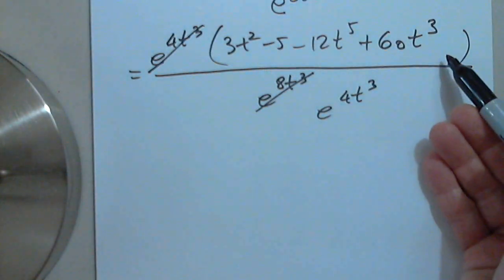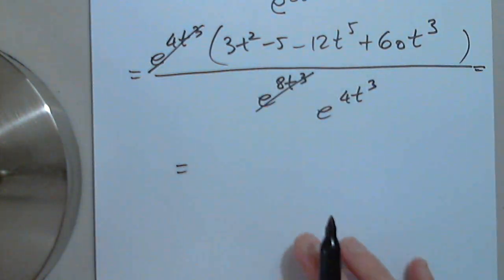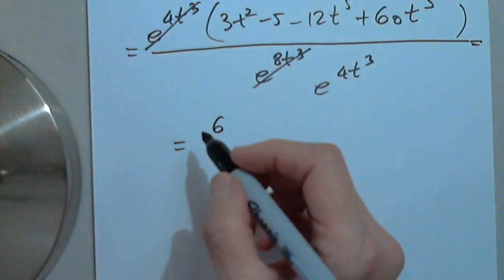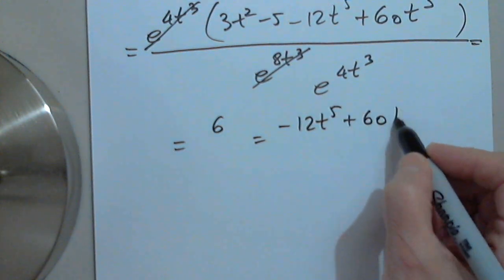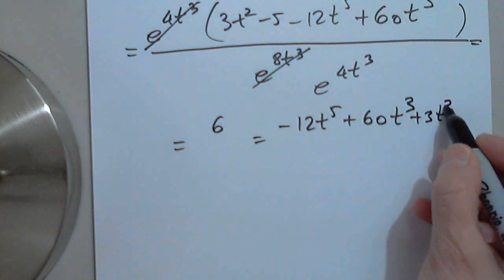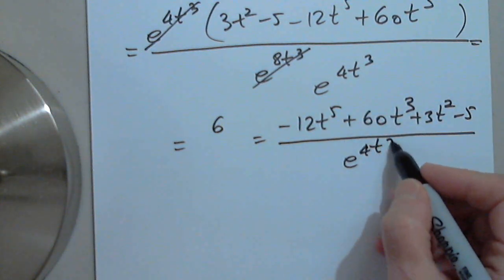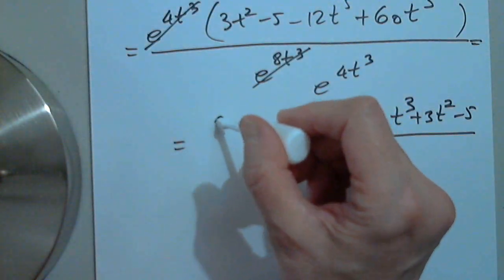I have no like terms here. In descending order: negative 12t to the fifth plus 60t to the third plus 3t squared minus 5, everything over e to 4t to the third. And this is final. You don't have to do anything else.